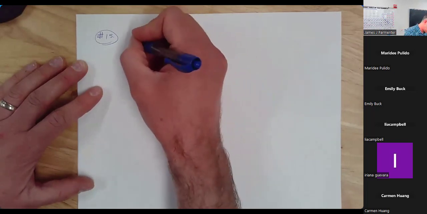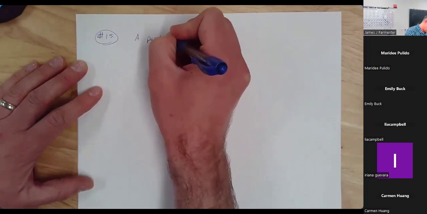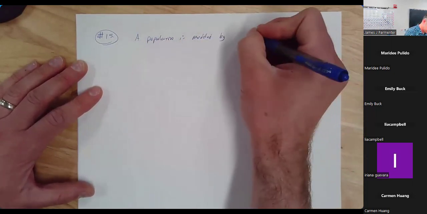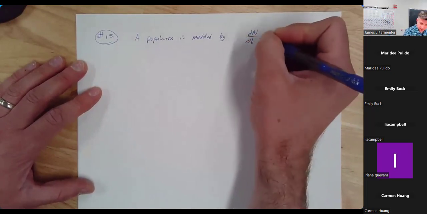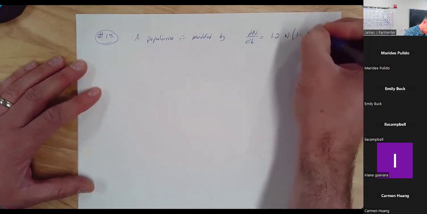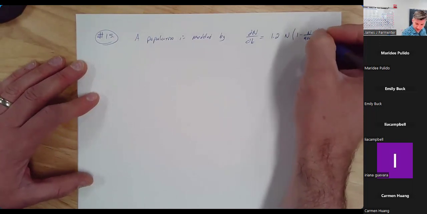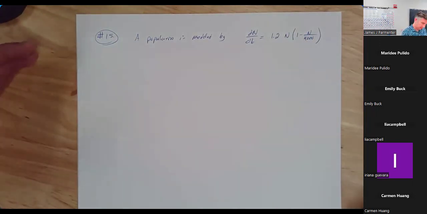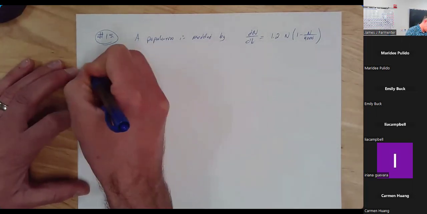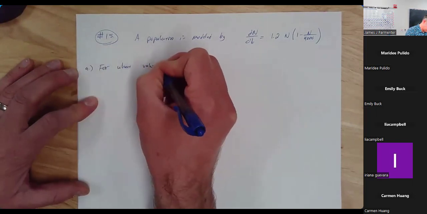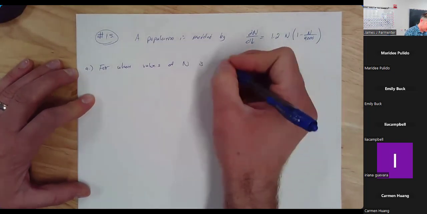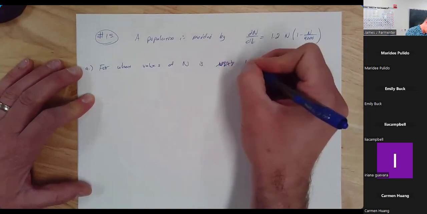15. A population is modeled by the differential equation dN/dt equals 1.2 times N times 1 minus N over 4,200, where N of t is the number of individuals at time t, which is typically what we talk about. Question A: for what values of N is N of t increasing? Or they say, is the population increasing? But that's just N of t.